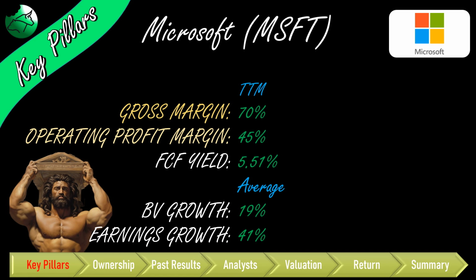Next we come to the operating profit margin. This tells us how much profit a company makes on $1 of sales after paying for costs of production, such as wages and raw materials, but before paying any interest or tax. Operating profit margin is excellent at 45%.